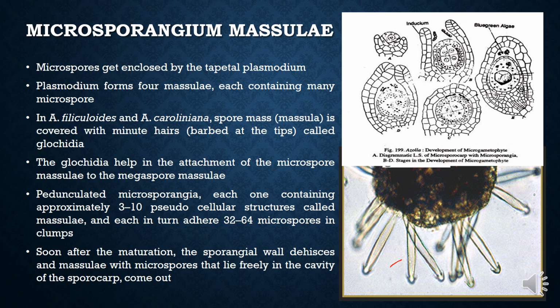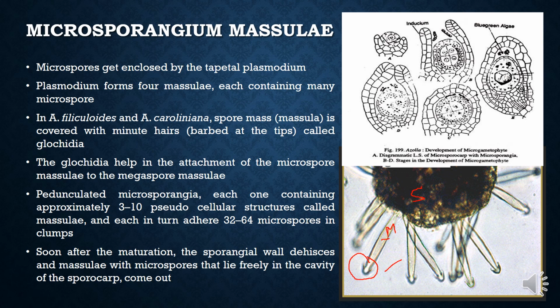Here we are seeing the structure I have been talking about, where this is the microspore mass, and they are entangled within this structure. These are the massula-like structures here, and we see that the tip of the massula is a hooked structure, and that is called the glochidia. This entire massula structure is plasmodial in origin.